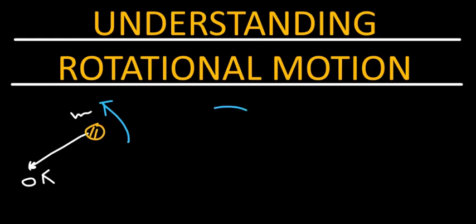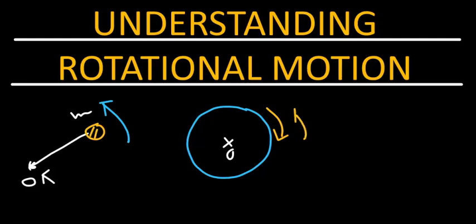Another example is, say you have a disk like that, or a wheel of some kind spinning about its center. That is the center. So let's say it's spinning clockwise or counterclockwise, does not matter, about an axis passing through this O point and perpendicular to the plane of that computer screen. We say that this disk is also executing a rotational motion.